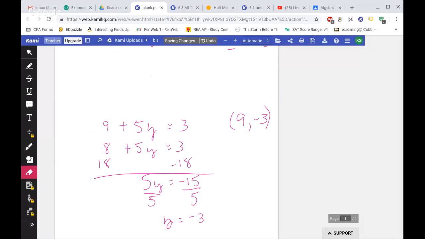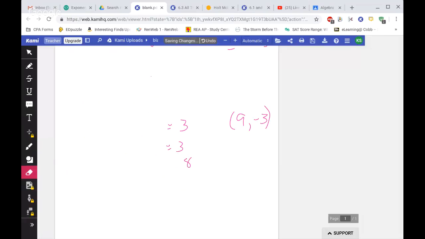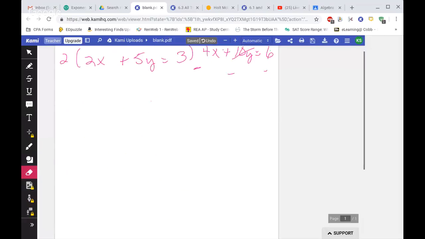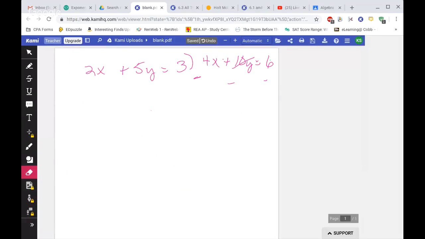So basically, this is the same as the last elimination. It's just that you have to manipulate the equation a little bit in order to get them to match. So you're multiplying each equation by something in order to force the terms to match. And as long as you remember to multiply everything so that you don't change the value of the equation, that's really, really important too.